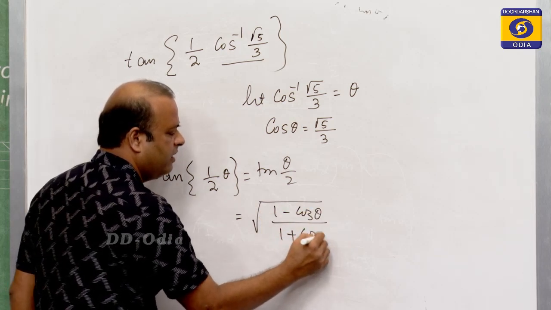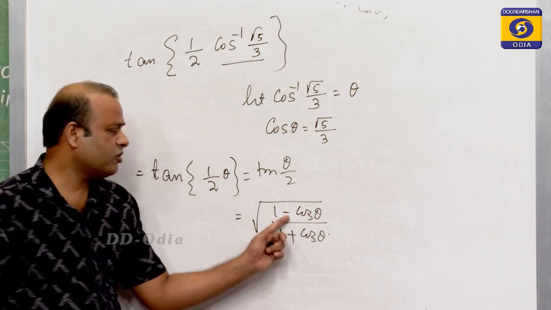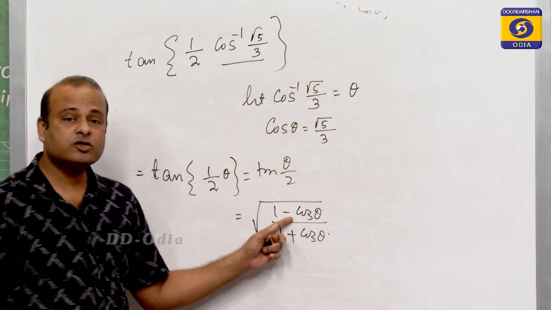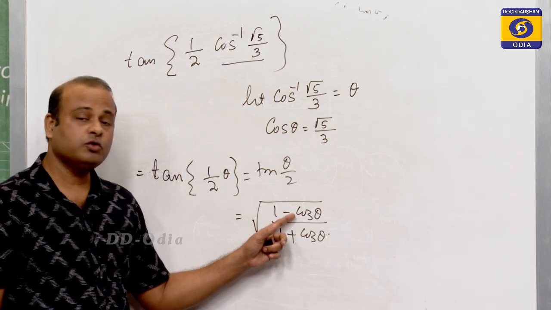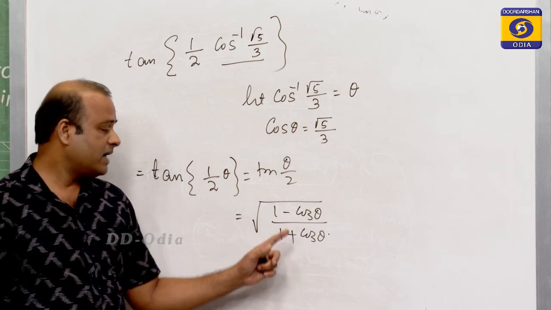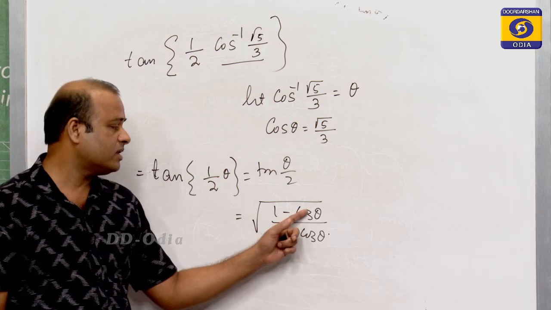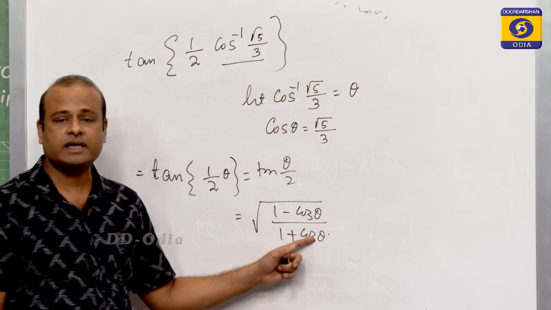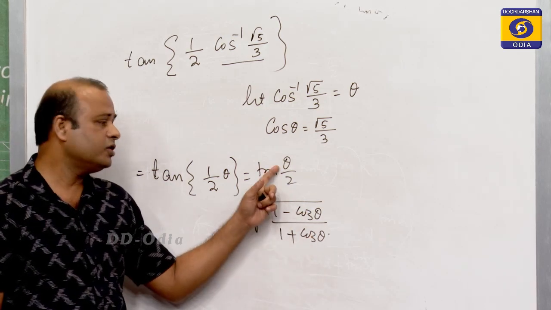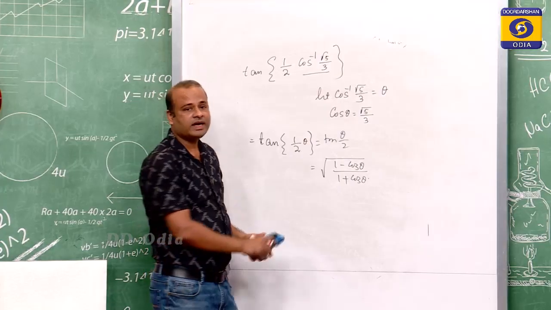because you know 1 minus cos theta is your 2 sin square theta by 2, and this one is your 2 cos square theta by 2. 2 cancels out, sin square theta by 2 over cos square theta by 2 is your tan square theta by 2, and root over is your tan theta by 2. So you can write like this.